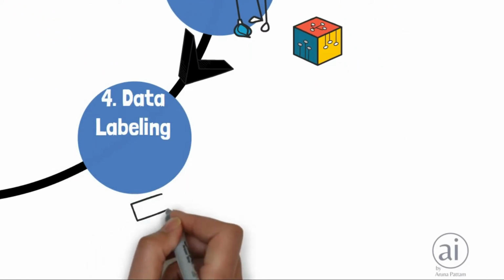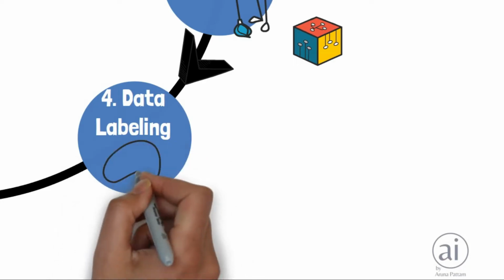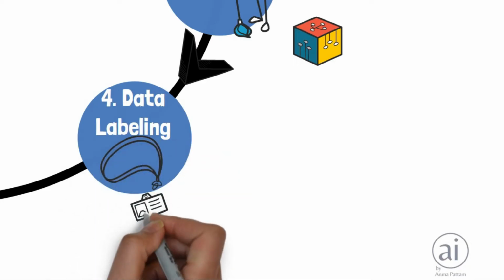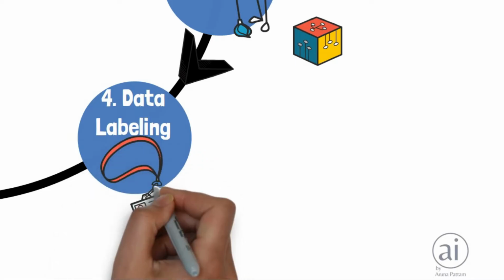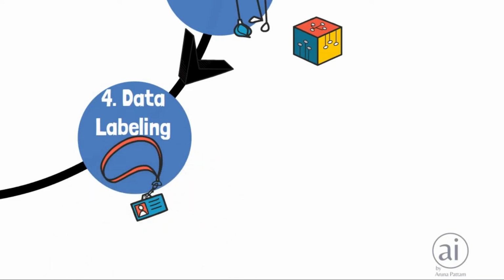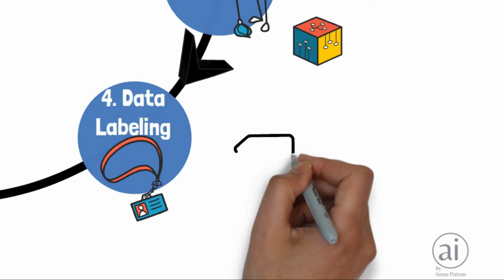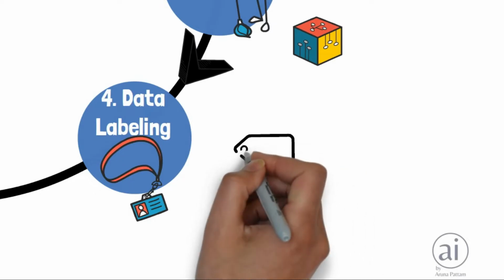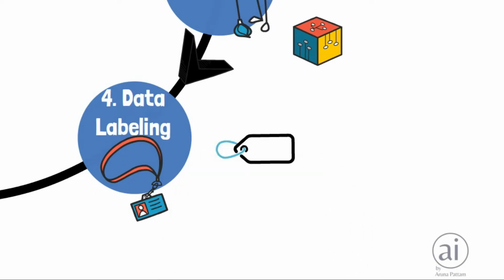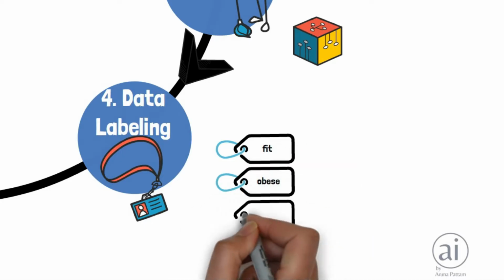Once our data is clean, then the next most important step is data labeling. In machine learning, labels are referred to as the final output. When data scientists speak of label data, what they mean is a group of samples which have been tagged to one or more labels. For example, labels might indicate whether fitness level of a person is fit, obese, or underweight.